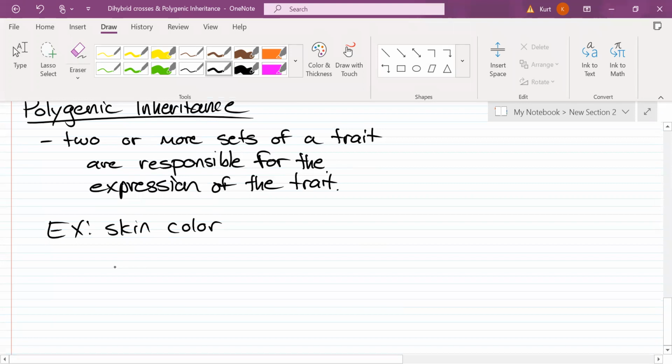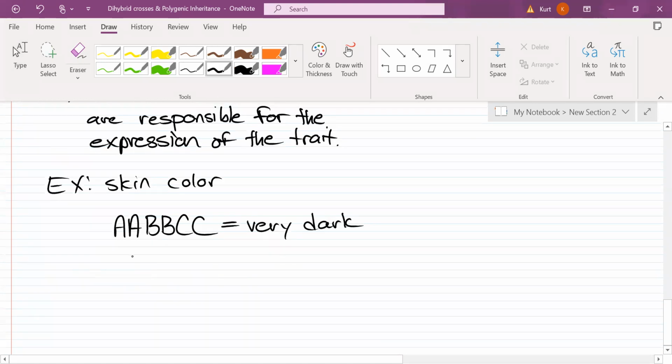If you are completely dominant, that's the darkest skin color there is. That's very dark. What do you think the opposite of very dark would be? It's an A word. Albino. Albino is no pigment at all.